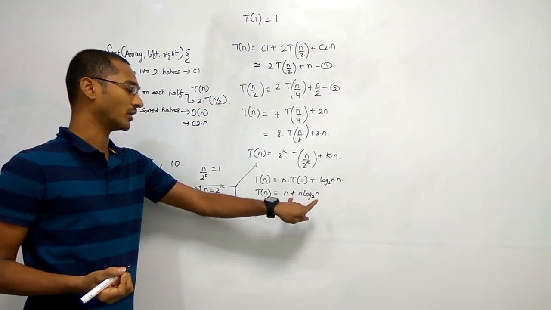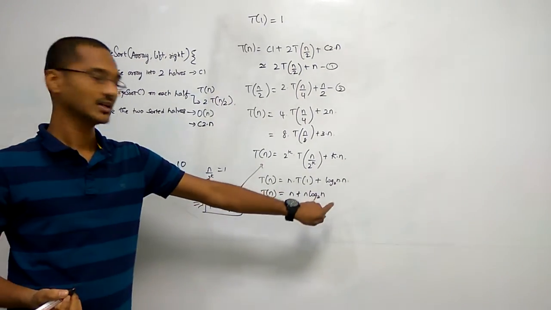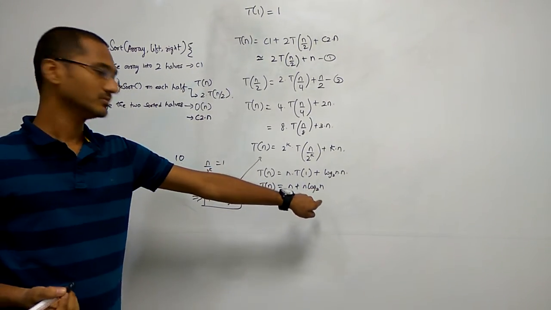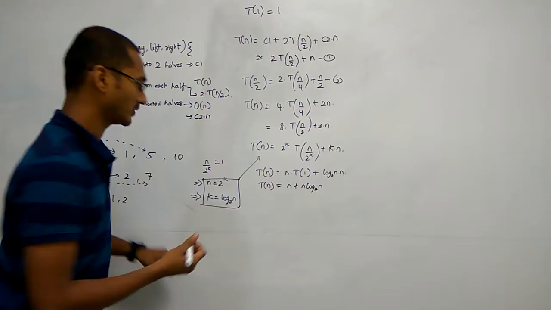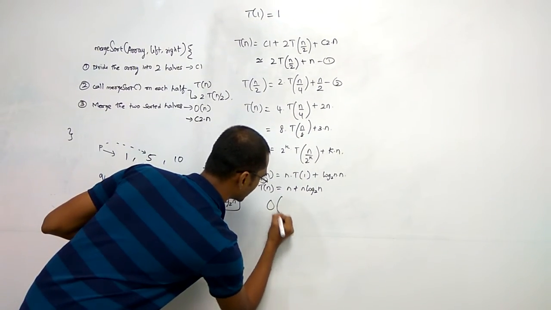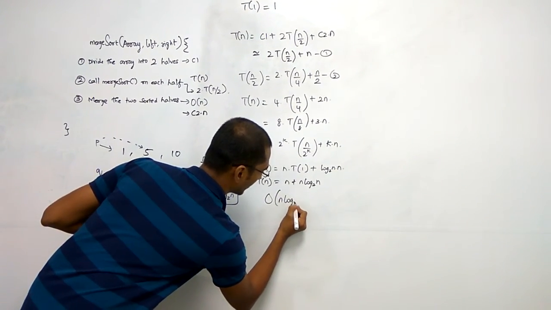It consists of 2 components, n and n log n. N log n being the higher order term will be increasing asymptotically at a faster rate, and hence we can say that the complexity of merge sort is of the order of n log n.